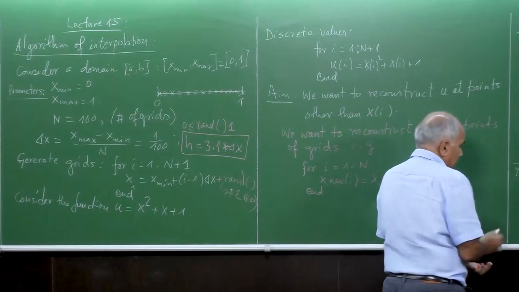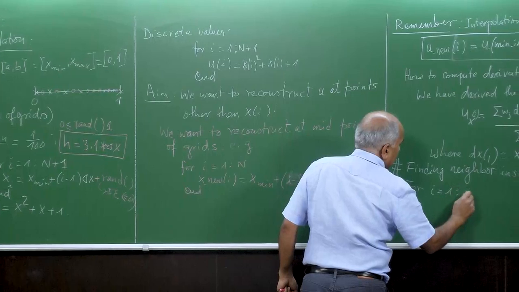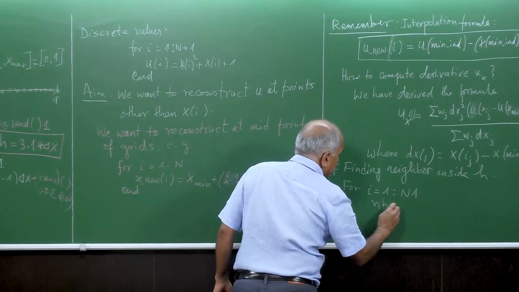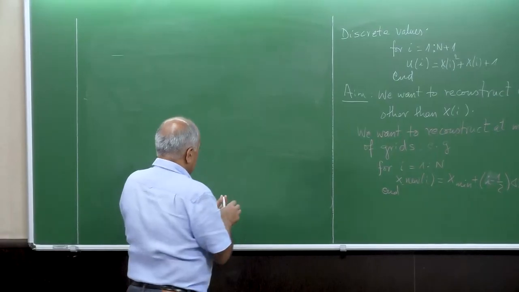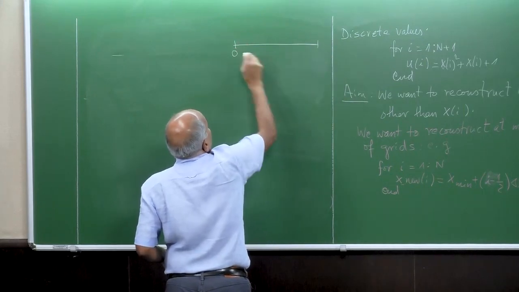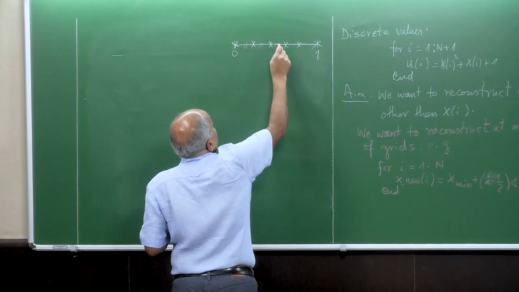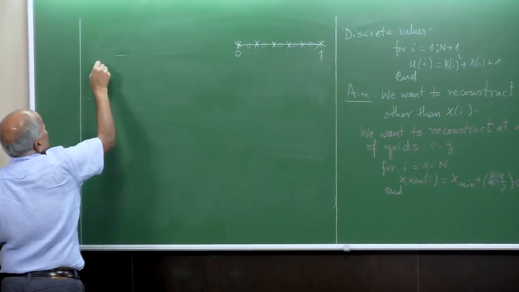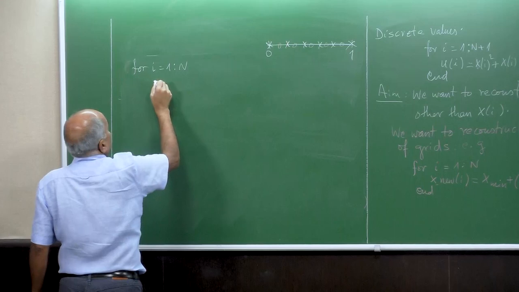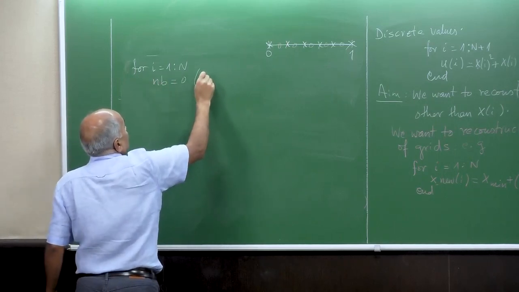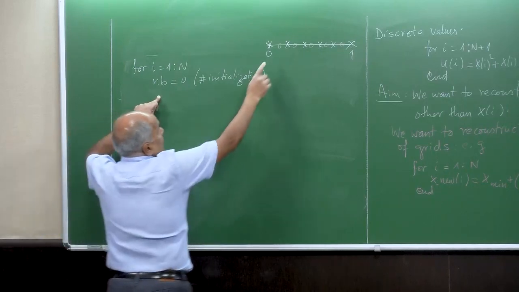Now we run for all x new points, for i equal to 1 to n1. First we initialize the number of neighbors to 0. Remember, these are our new points. So for i equal to 1 to n, suppose nv is equal to 0. This is the initialization. Now I have to find the neighbors of this point, this is the first.